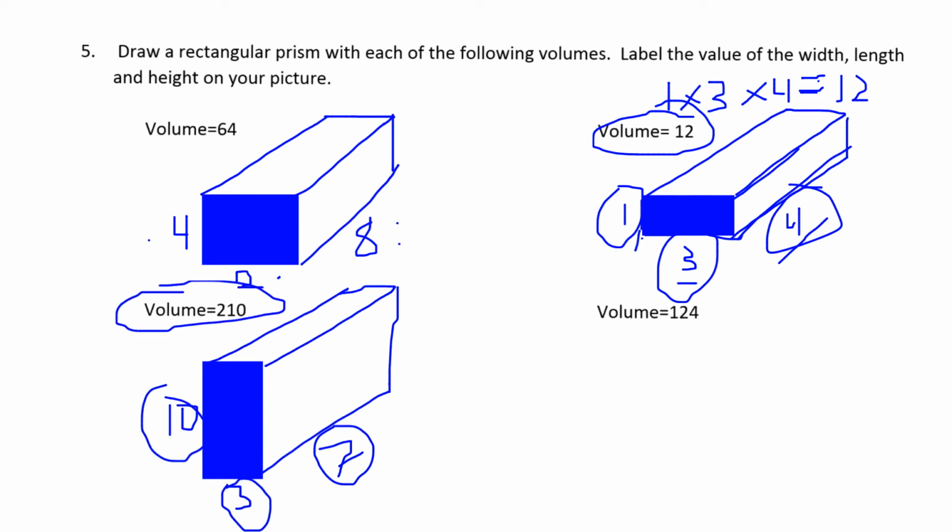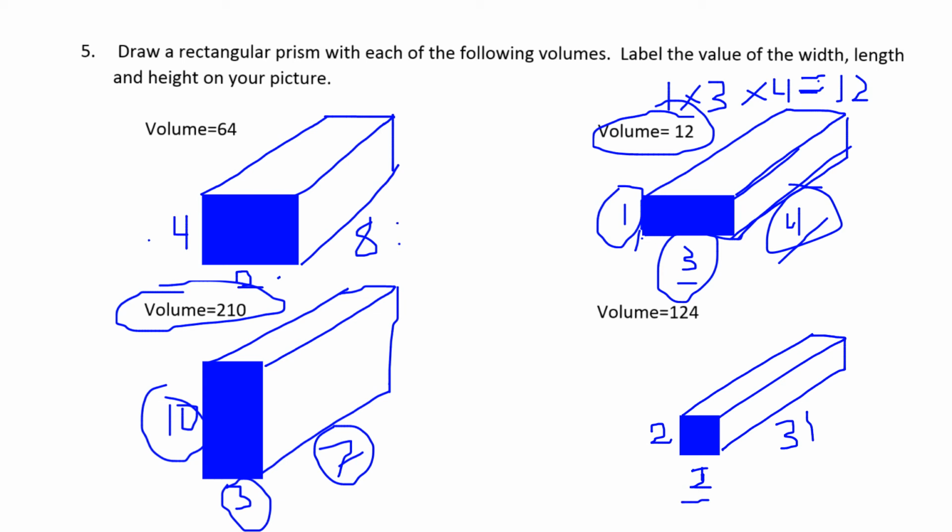And for the last one here, the one that I chose to draw was this rectangle. It has a width of 2, it has a length of 31, and it has a height of 2 as well. So once again, any rectangle that you draw, as long as the dimensions multiply to give you the volume of 124, then it's going to work for that problem.